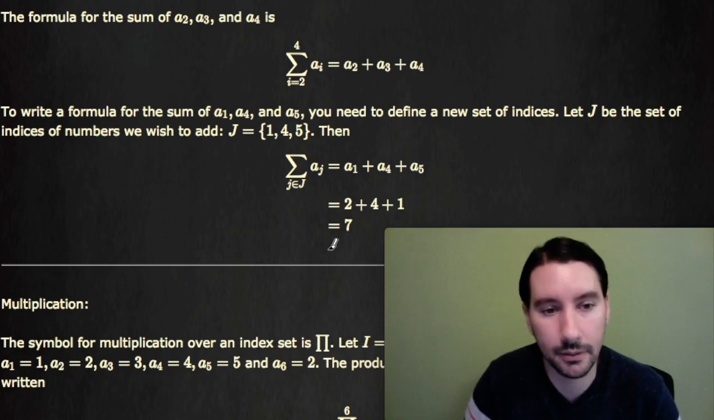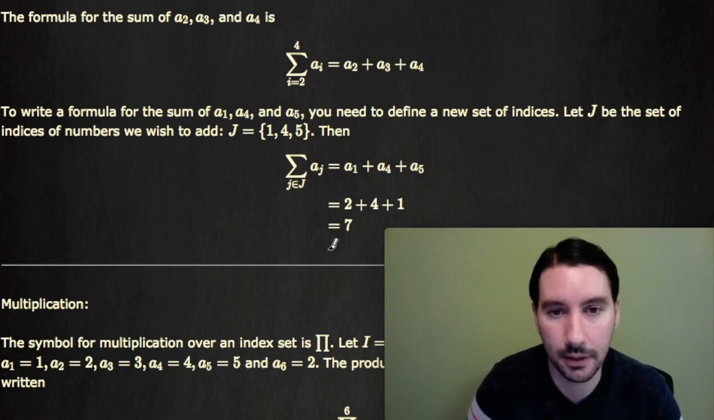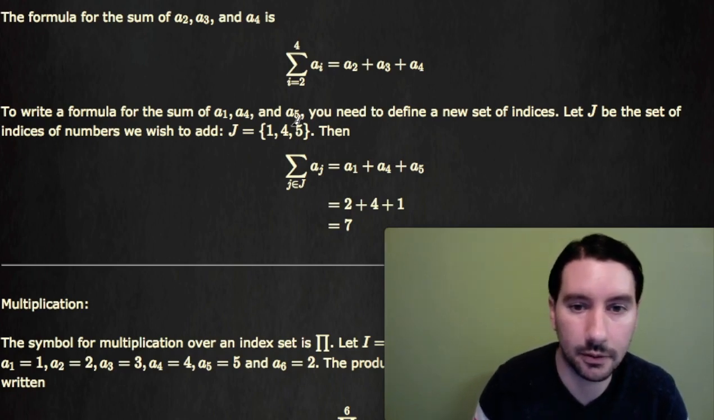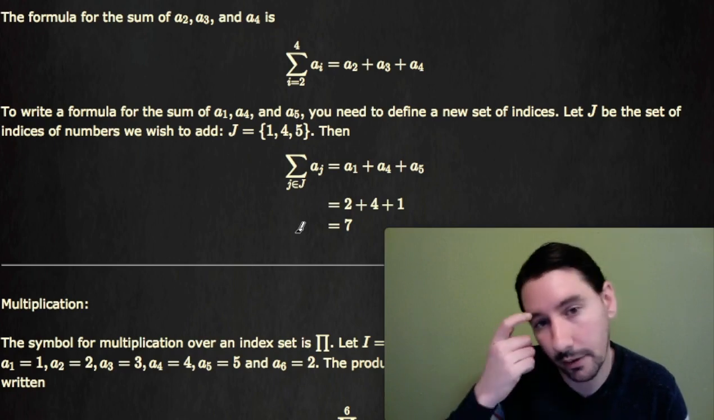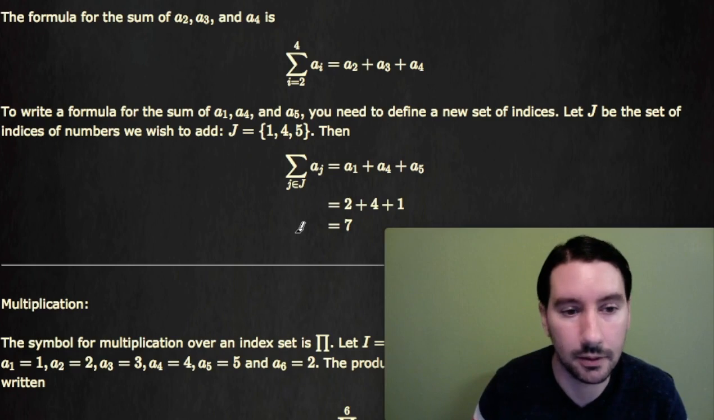So you can see how this could be useful if you don't want to have to write out a large sum, but you want to talk about it or write about it. Maybe in statistics you have 1,000 data points, and you can just write sum over all the data points D or something, rather than having to write out the entire sum of 1,000 numbers.